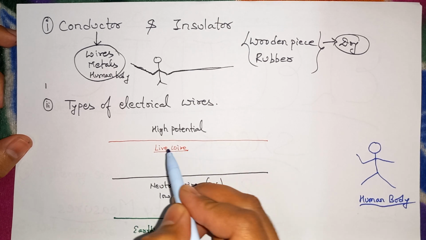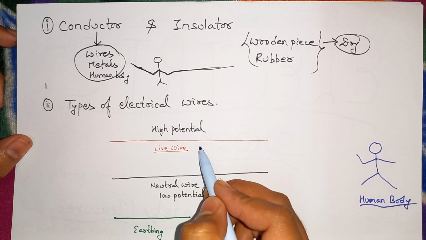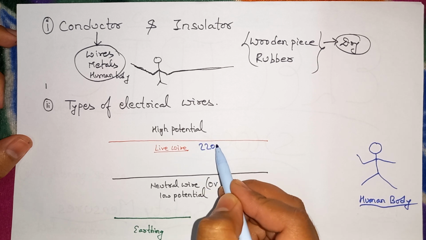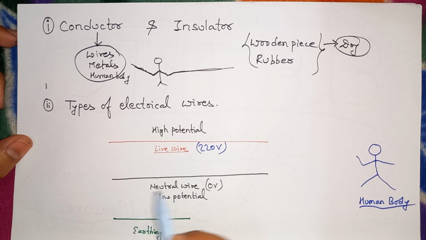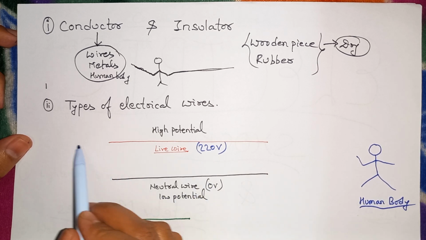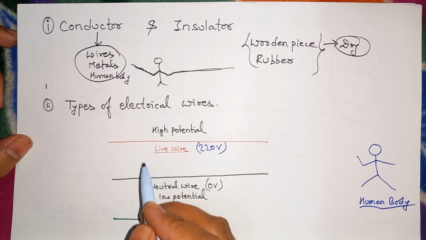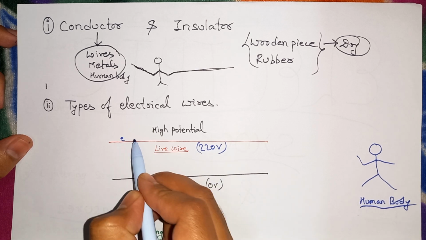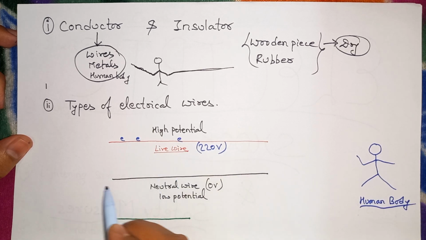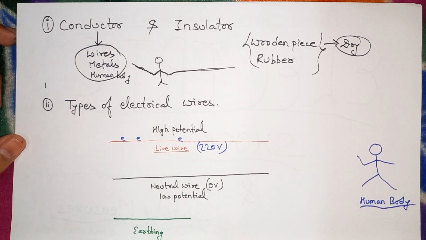Actually, in our house we get an alternating current of 220 volts, and we have a neutral wire of 0 volt. This is supplied from the electricity office, and the live wire contains electrons, and the neutral wire does not contain any electrons.